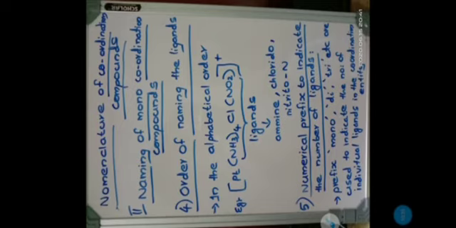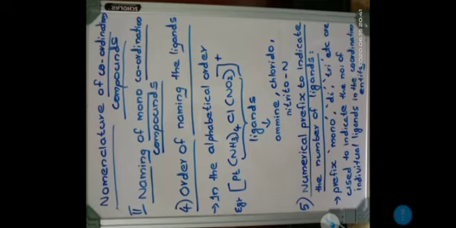Now order of naming the ligands. It is named in the alphabetical order. Pt, NH3 4 times, Cl, NO2. So first of all, we will be talking about the first alphabetically ordered ligand, that is amine. Then we will talk about chlorido. Then we will talk about nitrito-N. Then only we will go to the central metal atom platinum.